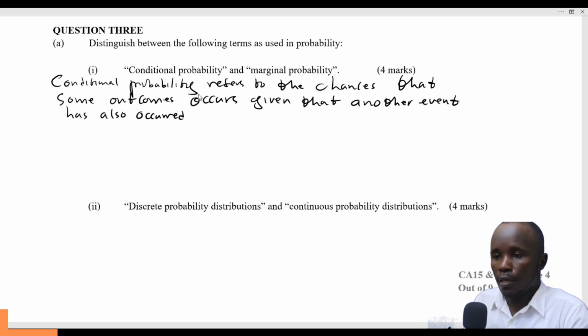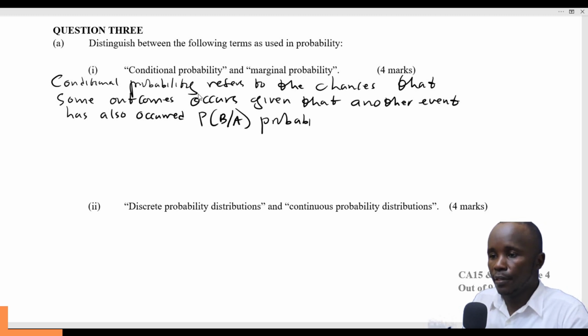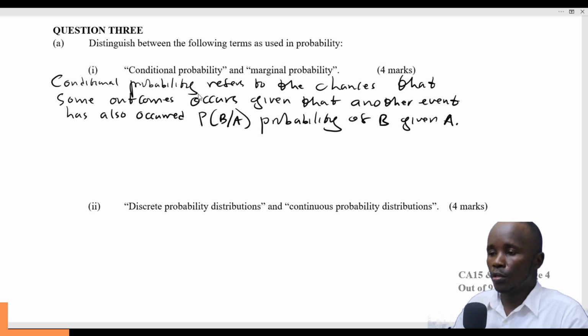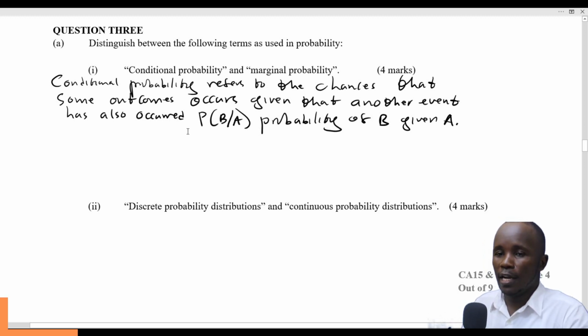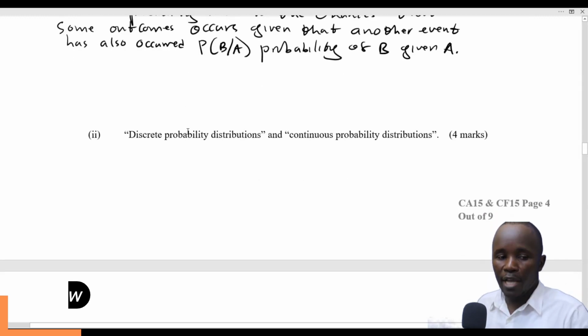So we are saying probability of B given A. This is read as probability of B given A. What is the probability that a student who has gone to school will study? That means the condition is that the student has gone to school. Then we want to find the probability that that student is going to study. That is conditional probability.